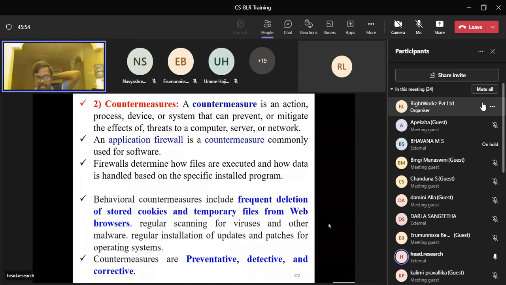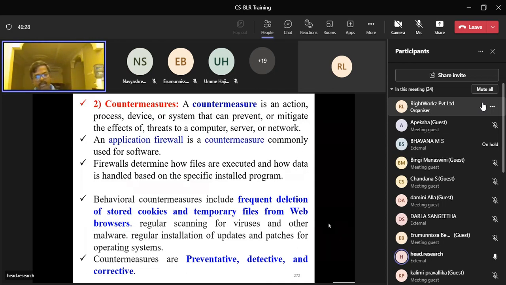Regular scanning for viruses and other malware. So these are the behavioral countermeasures. And regular installation of updates and patches, and you can see the patches for operating systems. These are the countermeasures. Okay. Then countermeasures are preventive, detective, and corrective.